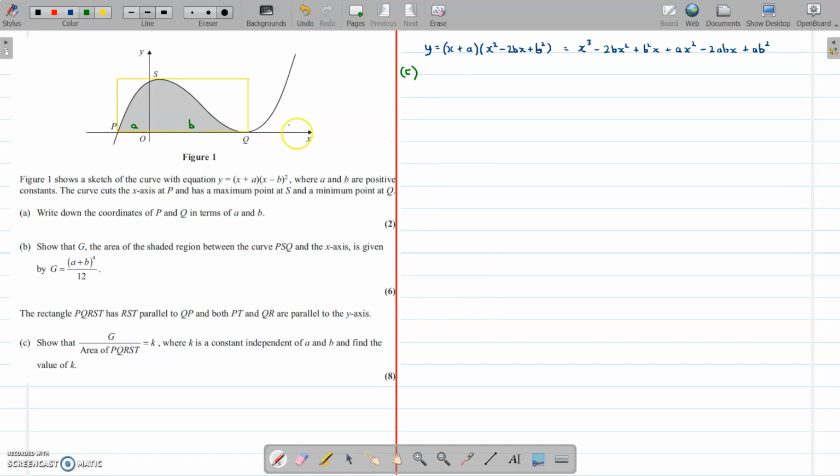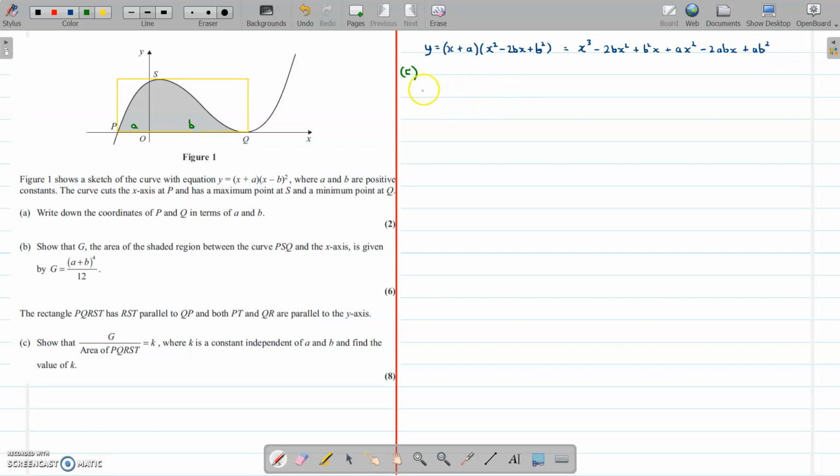I've already marked in the lengths A and B, which we were able to deduce from the factorized form of the cubic. The top of the rectangle is sitting on this turning point S, which is a maximum of that curve. This is the cubic given in factorized form. When you expand it, it's this here.